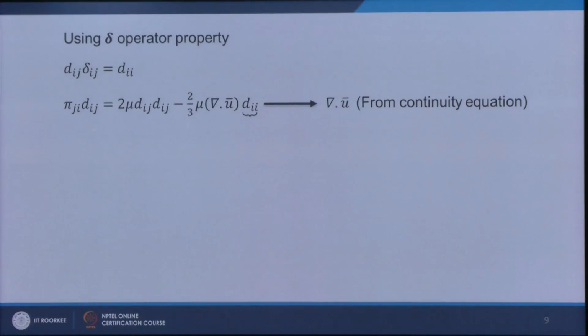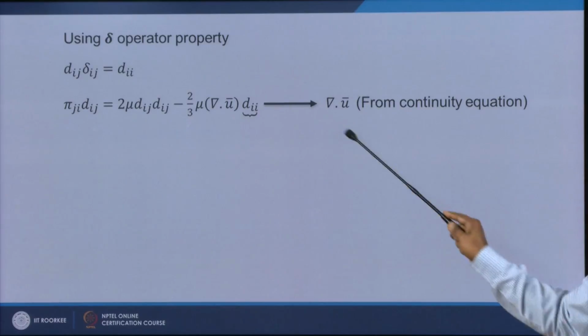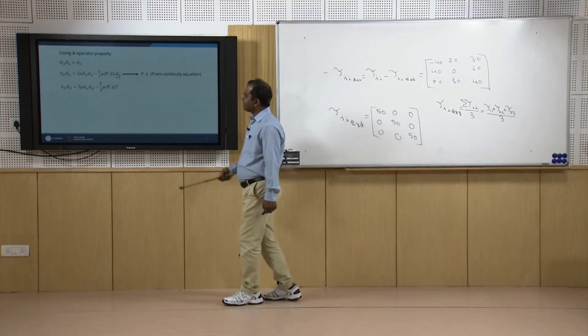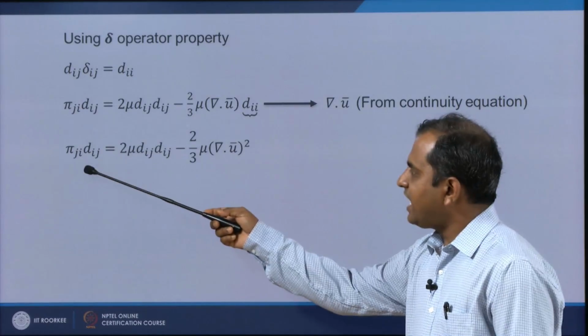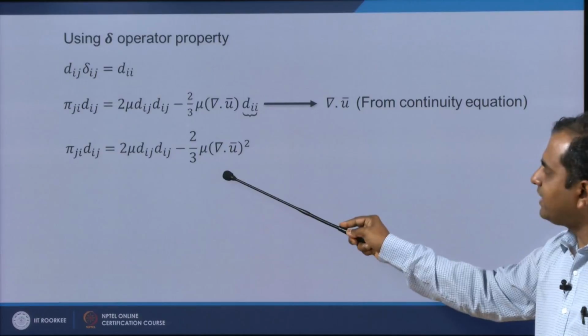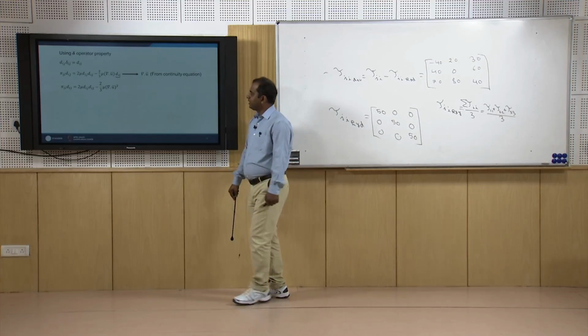Now, from fluid continuity we can write that this dii is equal to del dot u. So, after simplification we get that pi ji into dij is equal to, this term remaining as it is, minus 2/3 of mu into del dot u whole square.